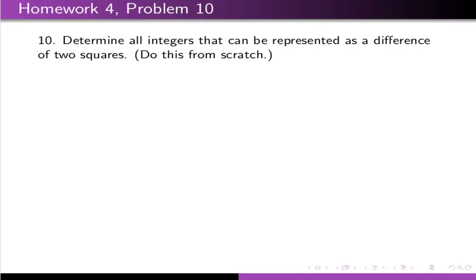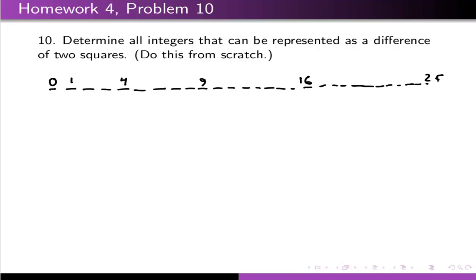And then problem 10, determine all integers that can be represented as a difference of two squares. So let's just make a list of all of the perfect squares. So 0, 1, 4, 9, and then they keep getting more and more spread out. 25, etc., etc. And just kind of look at this and see what numbers can you get. So start by just doing this with a little experimentation.